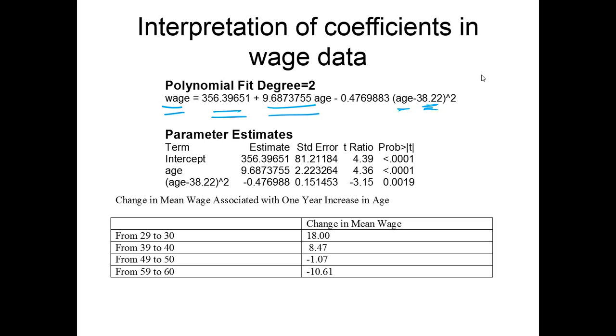Okay, so the way we interpret this is the change in mean wage associated with a 1 year increase in age. So if the age of an individual increases by 1 year, what is going to be the corresponding change? What is the marginal effect on the corresponding wage? So from 29 to 30, it comes out to be 18.